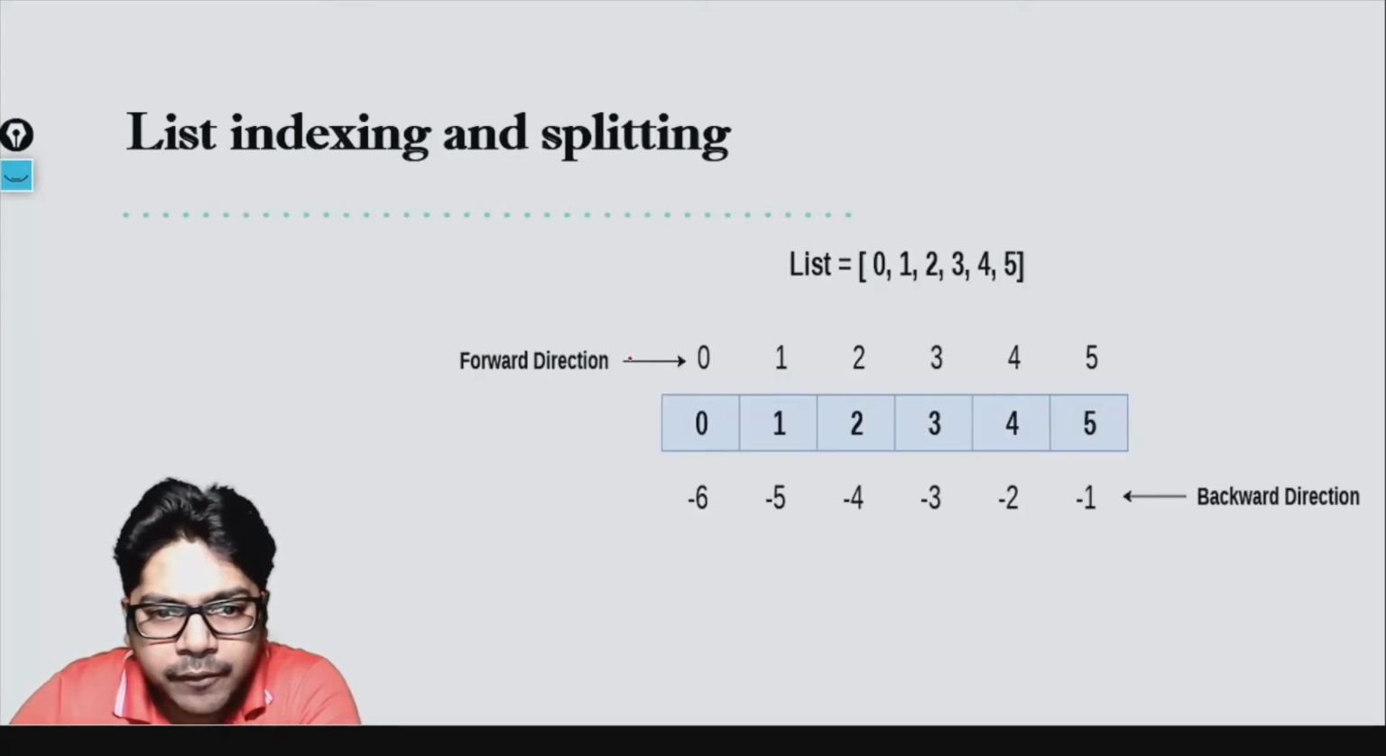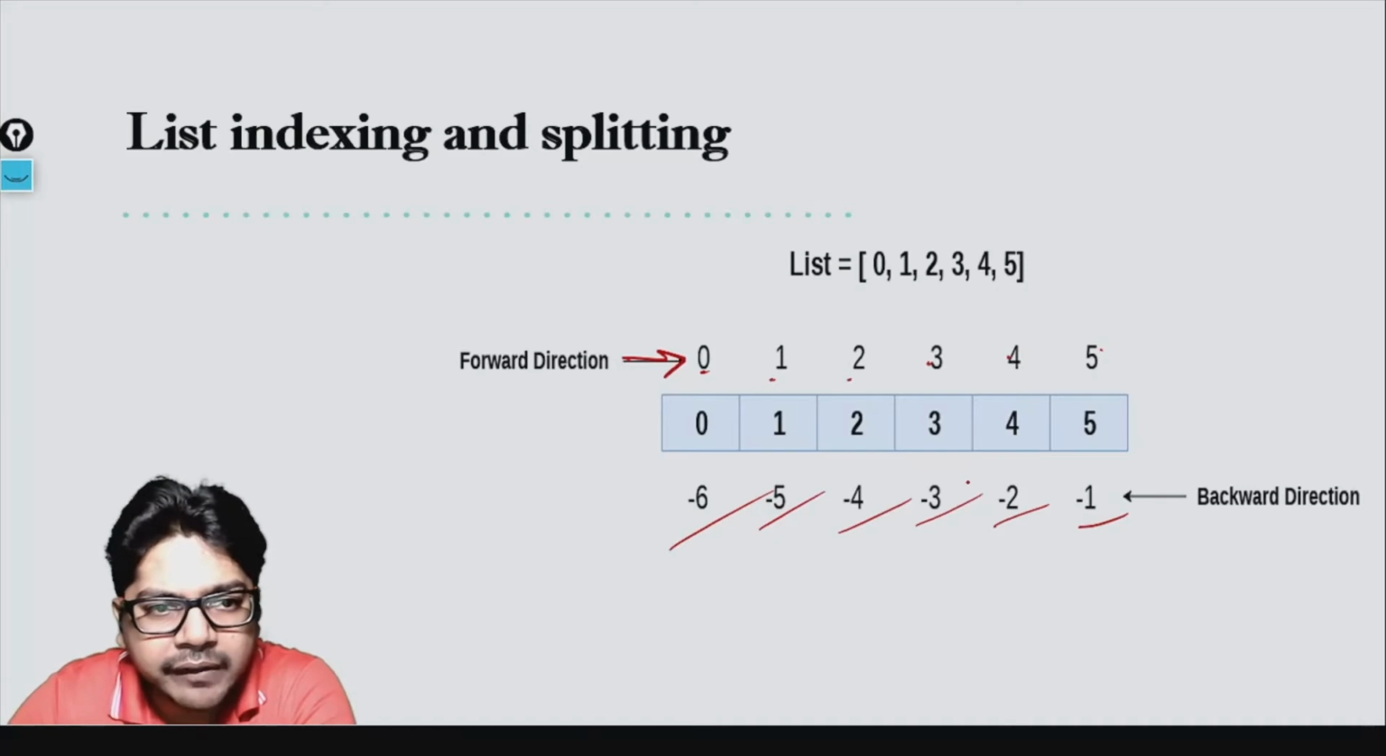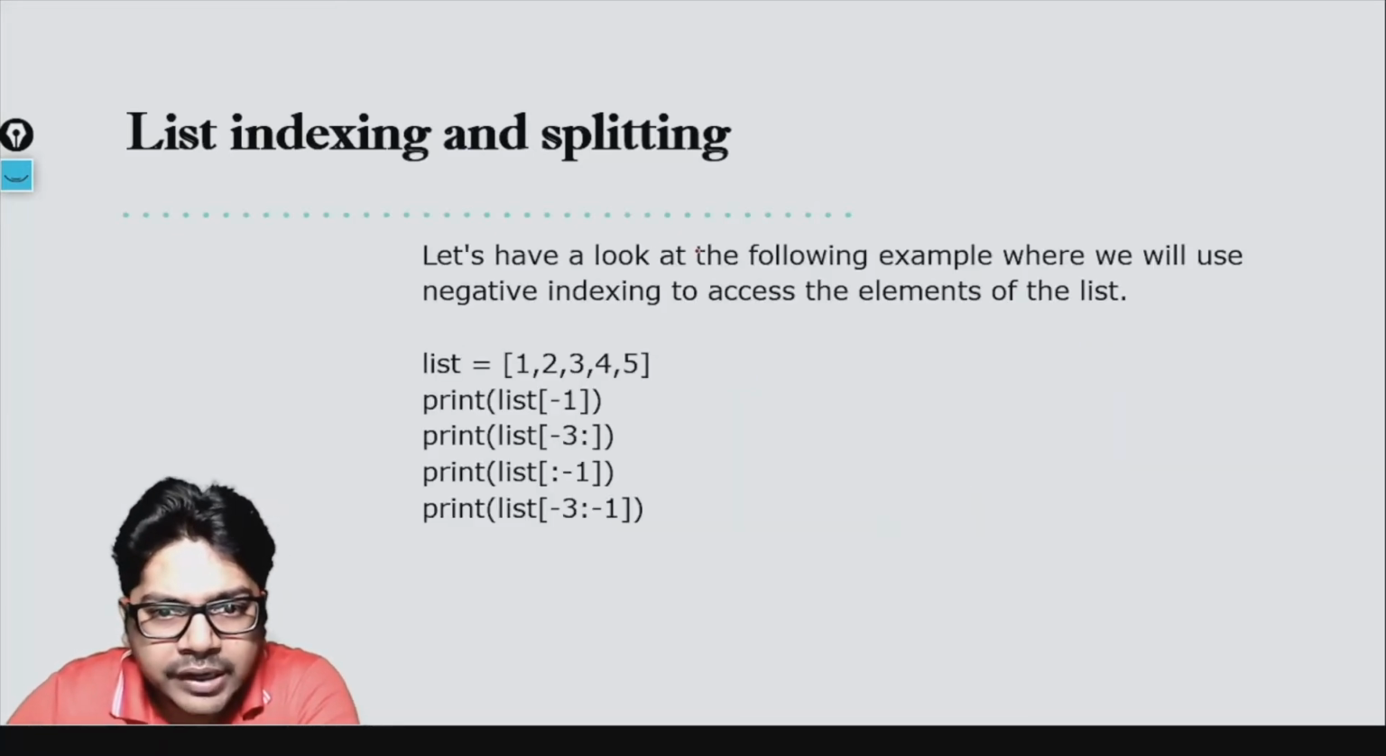Okay, let us have a look here. So here the forward direction indexing is 0, 1, 2, 3, 4, 5 that we have seen. The backward direction indexing is -1, -2, -3, -4, -5, -6. This is how the negative indexing works. Okay, so let's have a look at the following example where we will use the negative indexing.